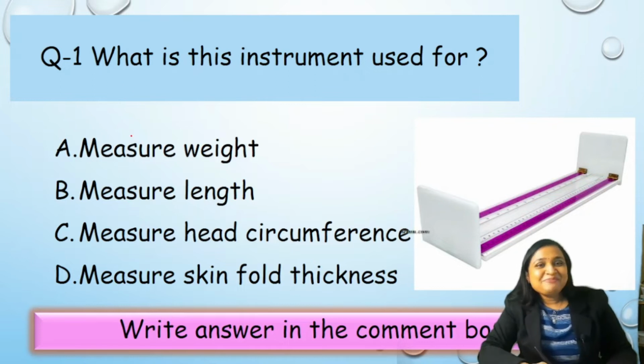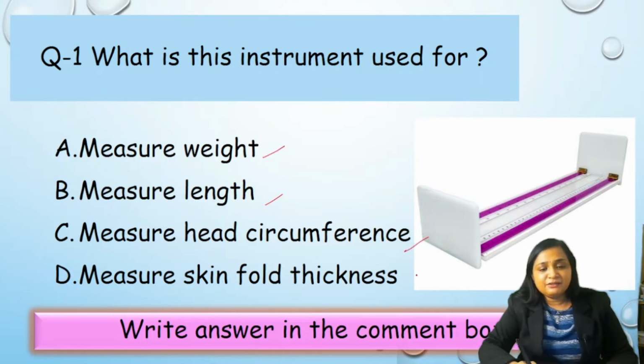So again, trivia time. What is this instrument used for? Your options are A, measure weight; B, measure length; C, measure head circumference; and D, measure skin fold thickness.